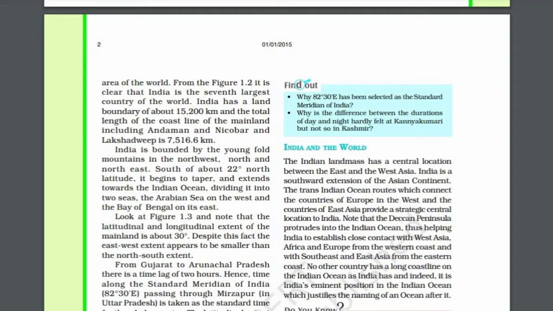Look at figure 1.3 and note that the latitudinal and longitudinal extent of the mainland is about 30 degrees. Despite this fact, the east-west extent appears to be smaller than the north-south extent. It means the length from north to south looks greater than the length between the west and east extent. But even then, if we measure, it is the same, roundabout 30 degrees. From Gujarat to Arunachal Pradesh, there is a time lag of 2 hours.